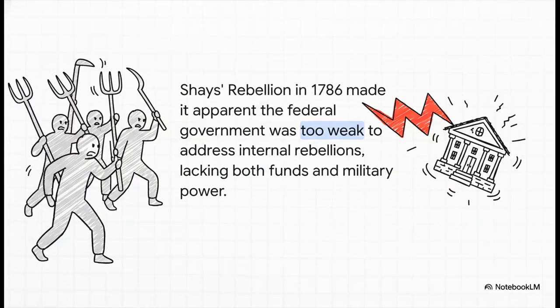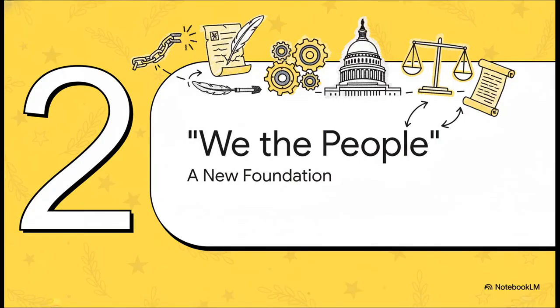The real breaking point, though, came with events like Shays' Rebellion. You had debt-ridden farmers in Massachusetts rising up, and the national government was literally powerless to stop it. That event sent shockwaves through the nation's leaders and proved that a stronger framework was needed, and fast. So the complete failure of the Articles leads to the Constitutional Convention of 1787.